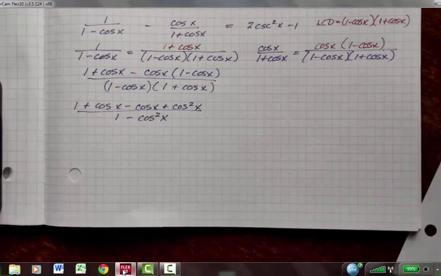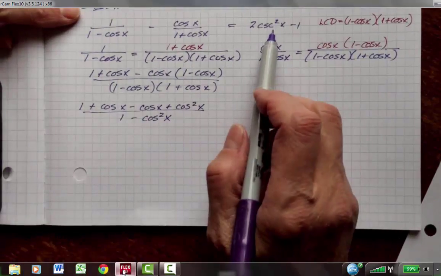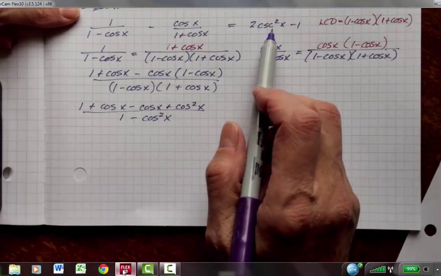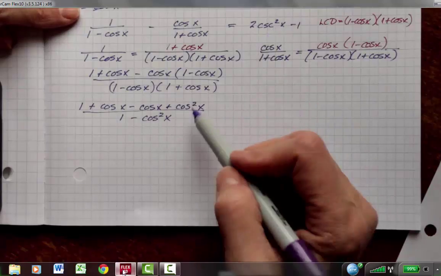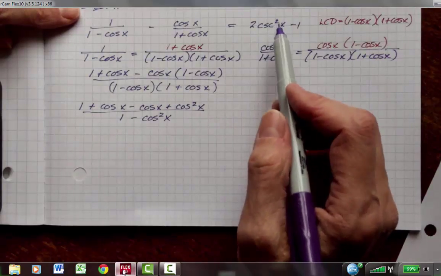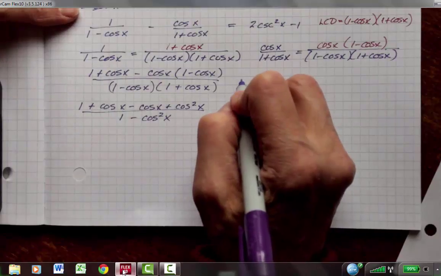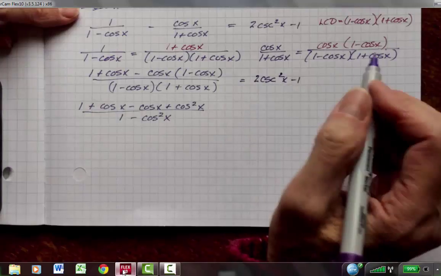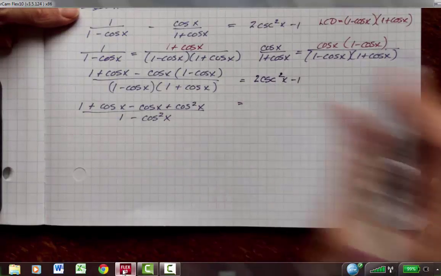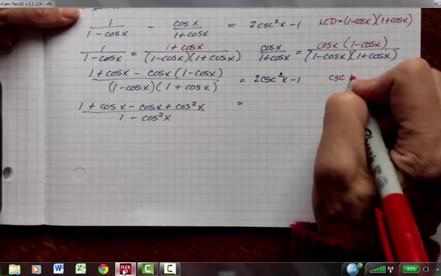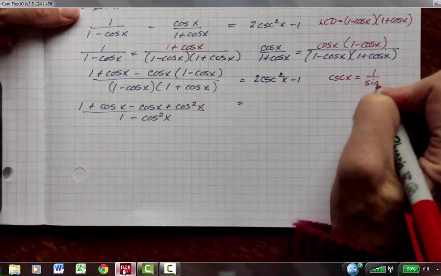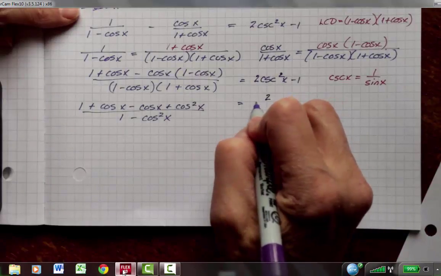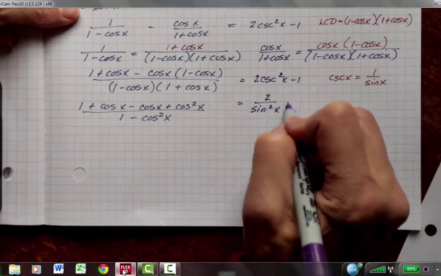Now at this point, I want to look at what I'm looking for. What is my goal? Well, my goal is to get to 2 cosecant squared x minus 1. And all I have down here are cosines. So let's talk about what cosecant squared x is going to look like. Well, remember, cosecant x is equal to 1 over sine x. So if I have cosecant squared, it's going to be 2 over sine squared x minus 1.